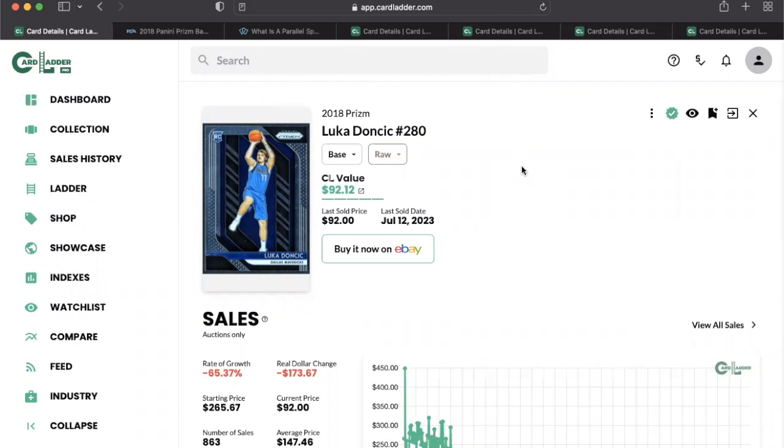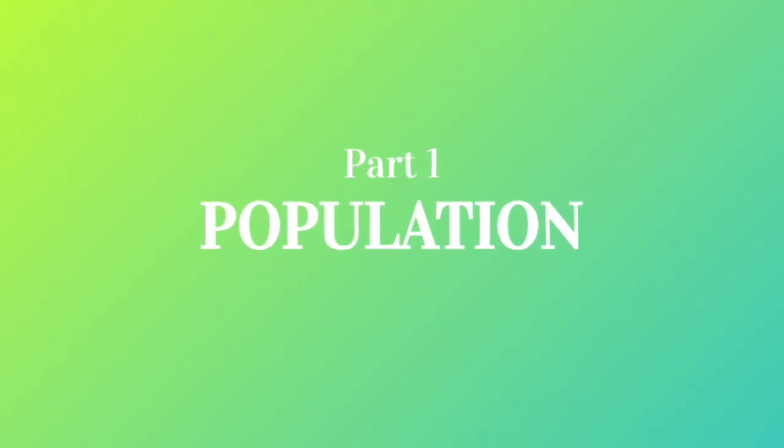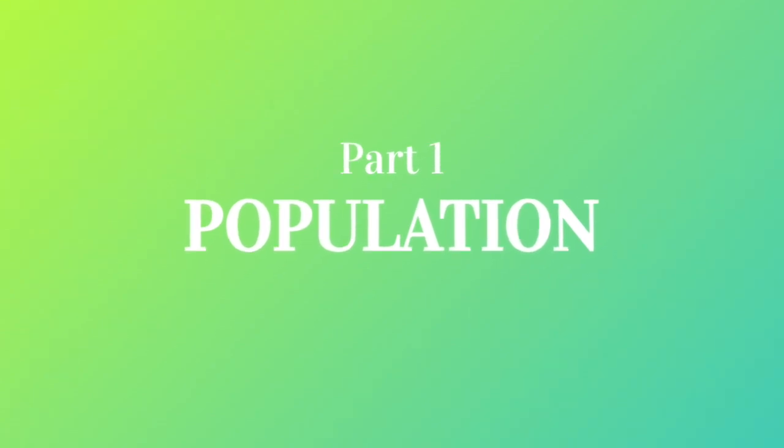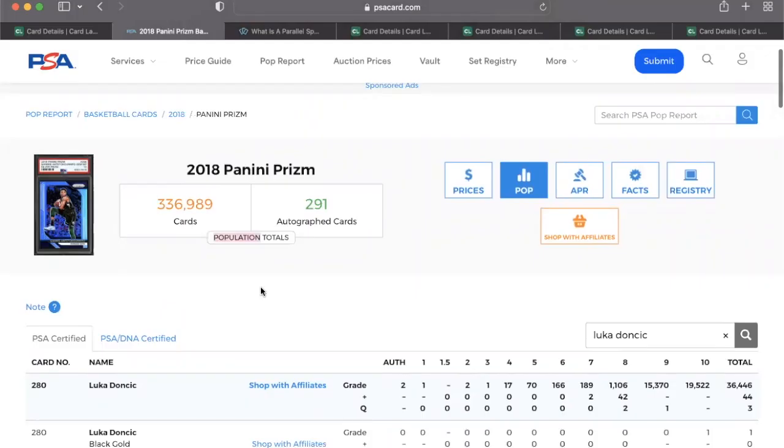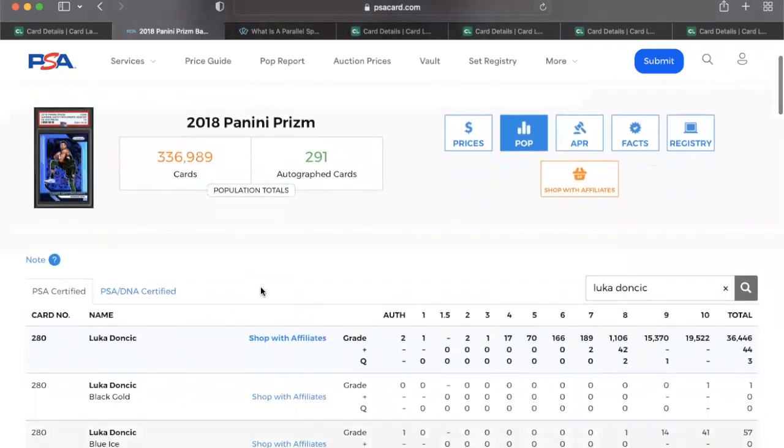And we are going to be using this card as our example today, this 2018 Prism Luka Doncic. As you may know, this is a very popular card in the hobby, very prevalent, and as you're about to see, very common. So one of the two things we are going to talk about today is population. As you see that word here, population, you might be asking yourself, what does that mean? The population of a card means how many of that particular card were sent to get graded.